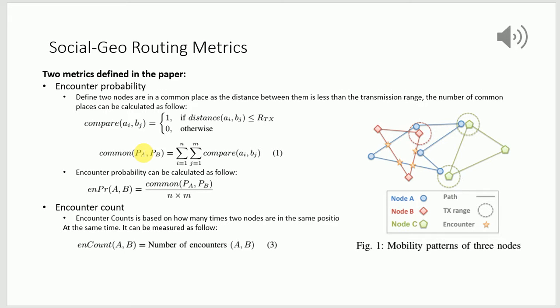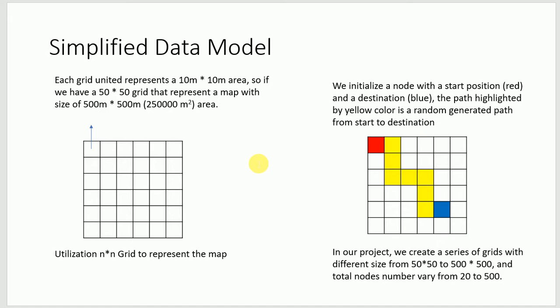In the research paper, they defined two metrics. One is encounter probability, which means if two nodes get close enough within a range, data transmission can happen. Another metric they defined is the encounter count, which is basically when two nodes meet each other on the way, they can transmit the data. In our project, we simplified this model into a way that is easier to handle.